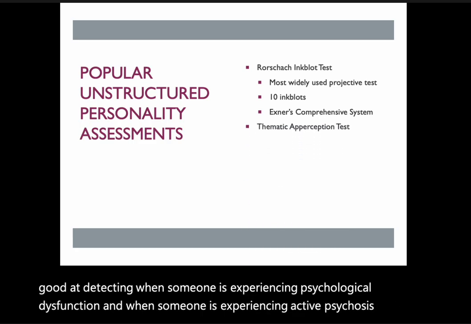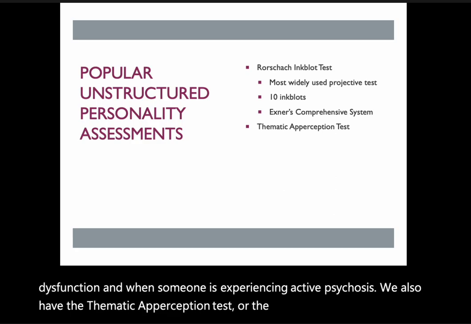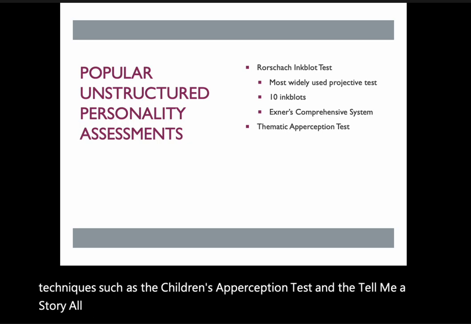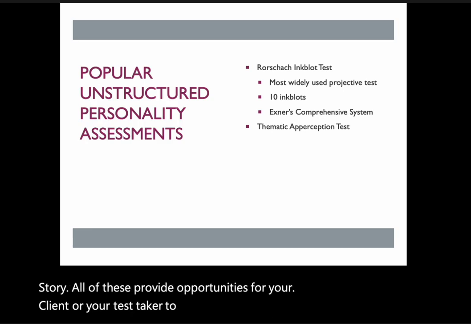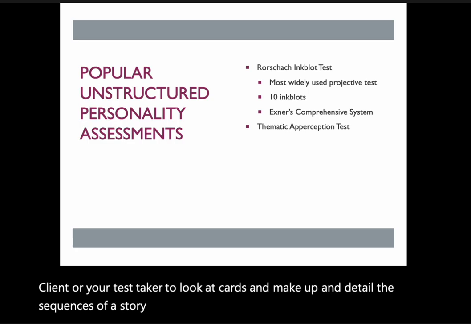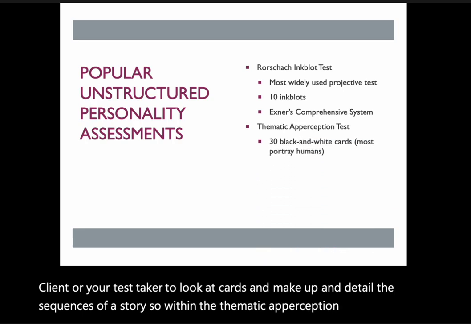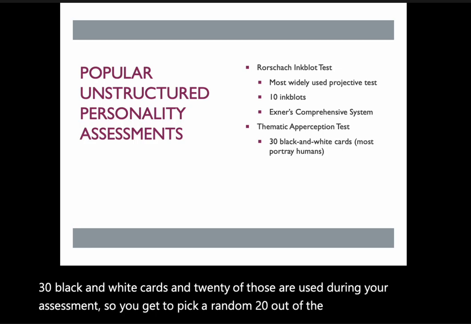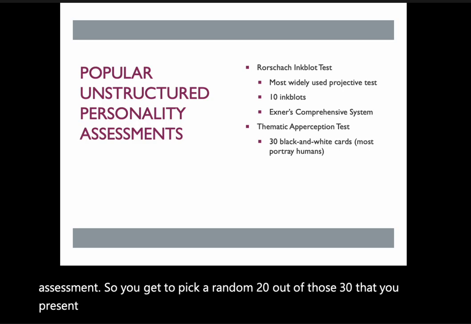We also have the thematic apperception test, or the TAT, and other construction techniques such as the children's apperception test and the Tell Me a Story. All of these provide opportunities for your client or your test taker to look at cards and make up and detail the sequences of a story. So within the thematic apperception test, there are 30 black and white cards, and 20 of those are used during your assessment. So you get to pick a random 20 out of those 30 that you present to your client.